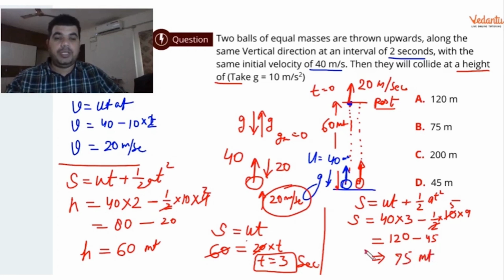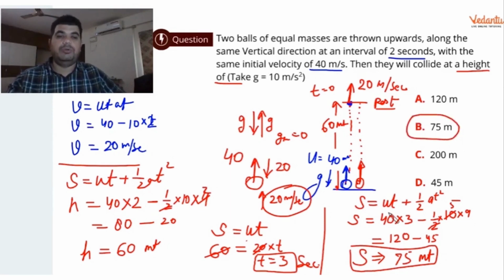Now if s is equal to 75 meter, then it's too good. And here you can say 75 meter is the answer. So I hope you correctly understood what the answer is, and you also understood the application, how we can apply the equations of motion.